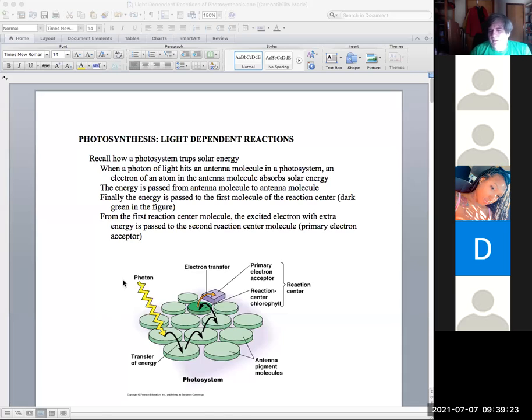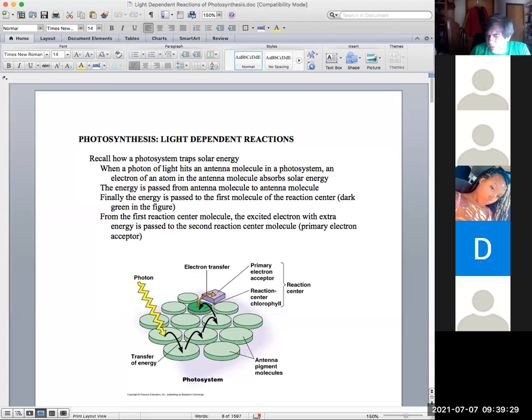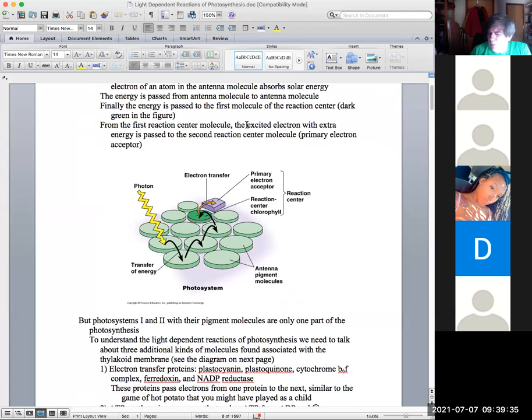And what we're going to look at is the light-dependent reactions. So we're going to pick up kind of right where we started from. So this first part is the same as we talked about before. Notice these electrons with extra energy are called excited electrons. If they just have their normal amount of energy, they're said to be in the ground state.